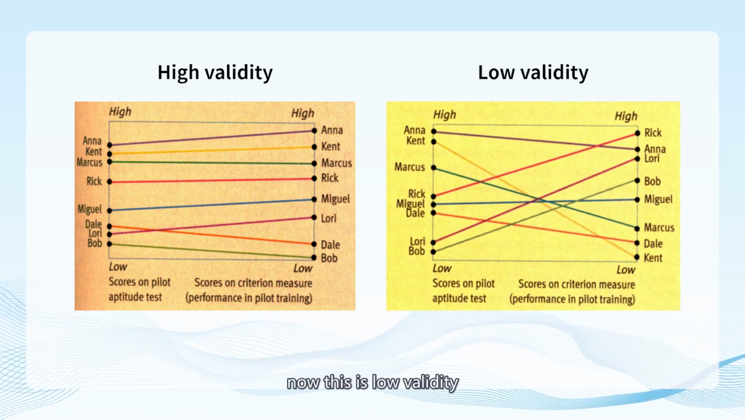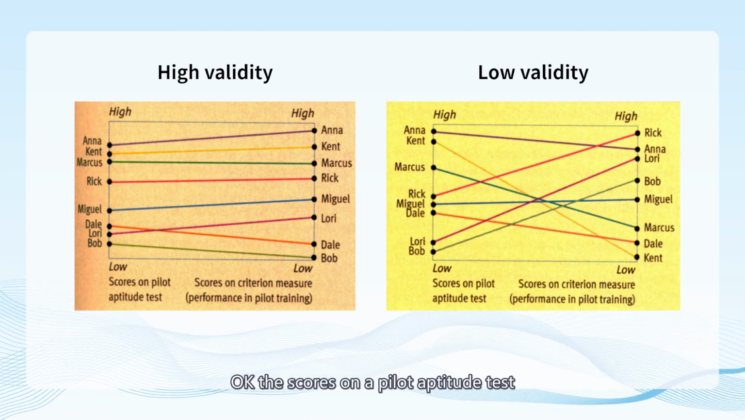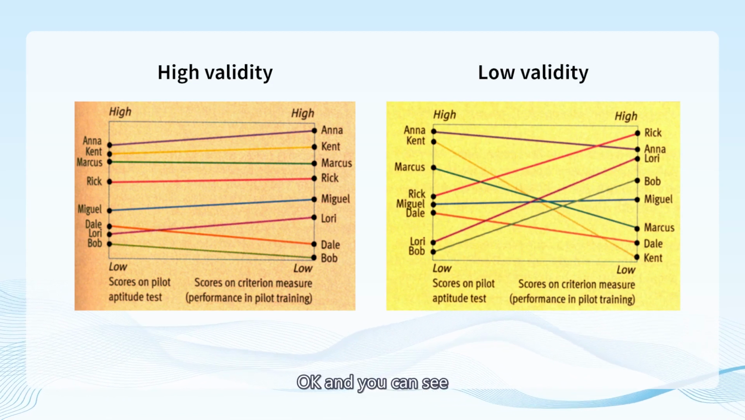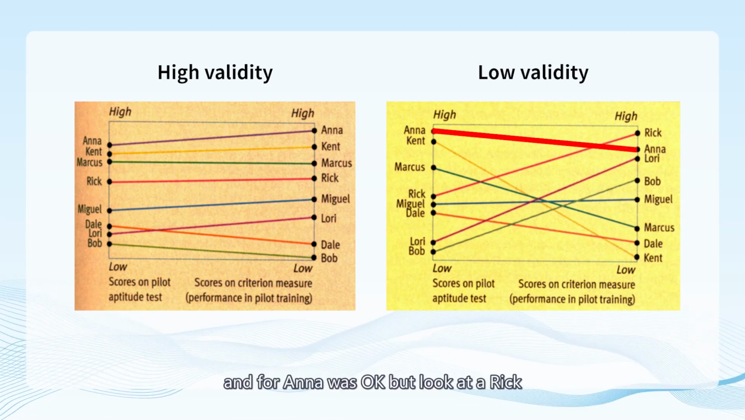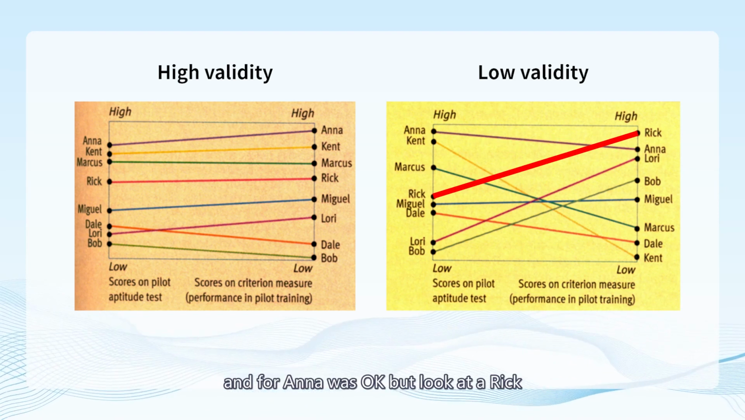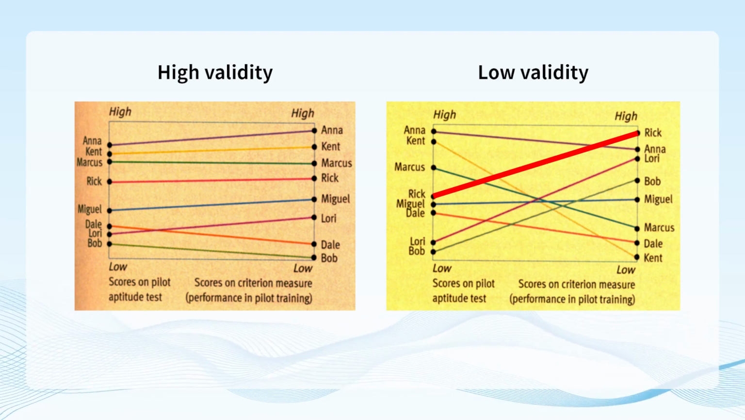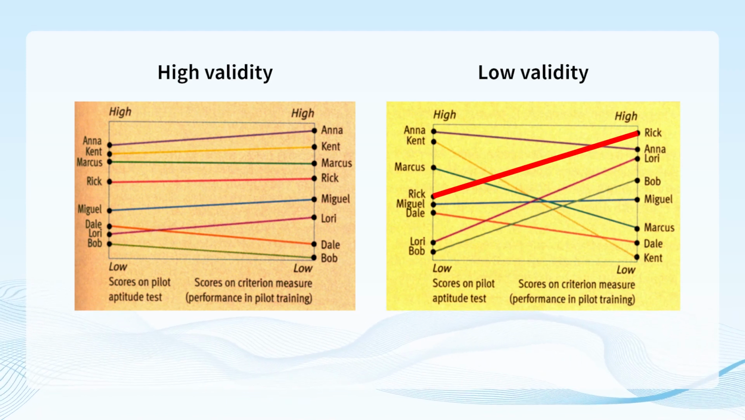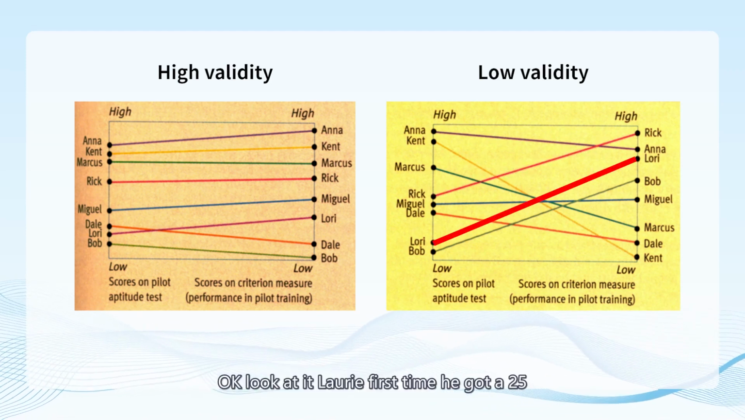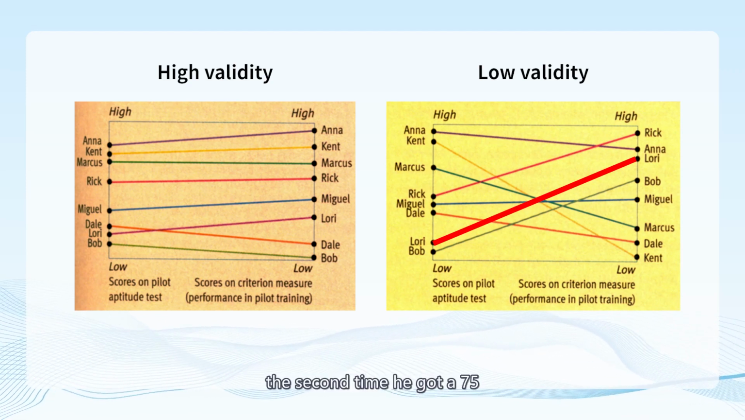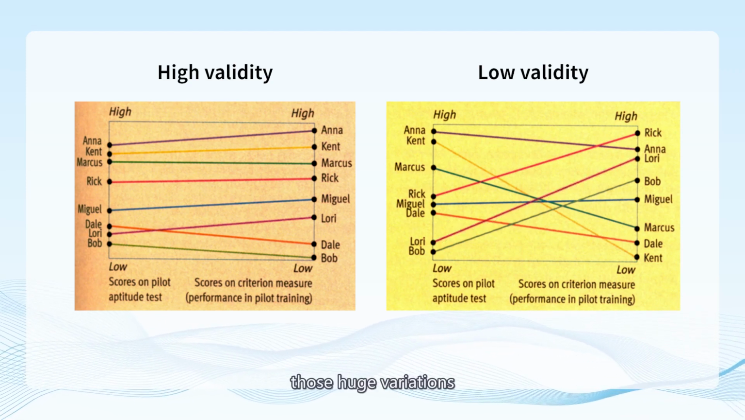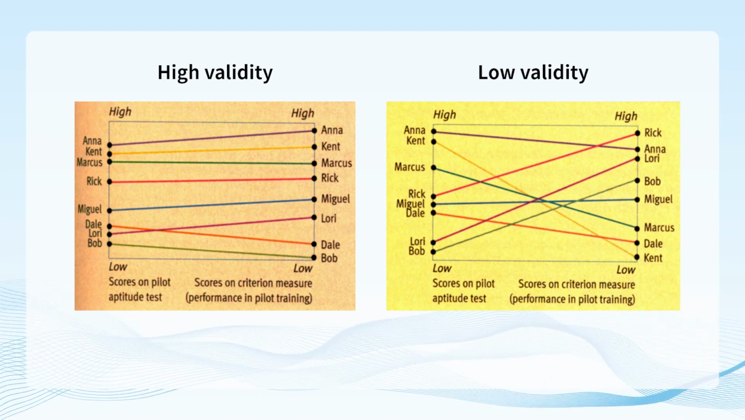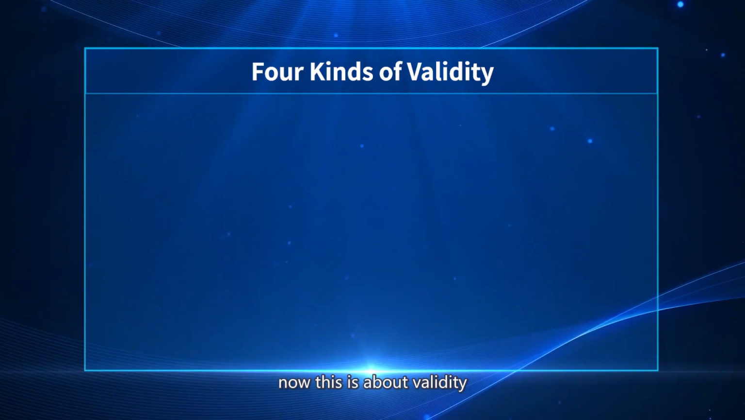Now this is low validity. The scores on the pilot aptitude test and the scores on the criterion measure. You can see Anna was okay, but look at Rick. Boy, first time he got 45 maybe. Second time he got 95. Look at Laurie. First time he got 25. The second time he got 75. There are huge variations. There must be something that is not consistent. Now, this is about validity.